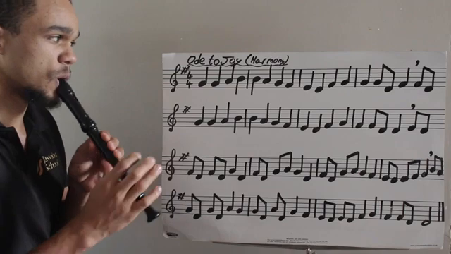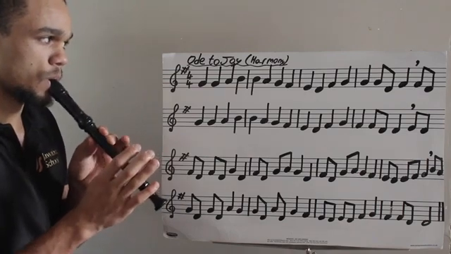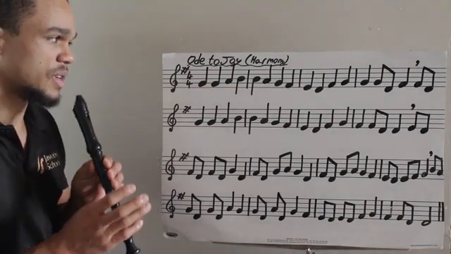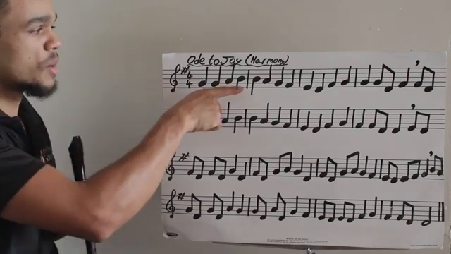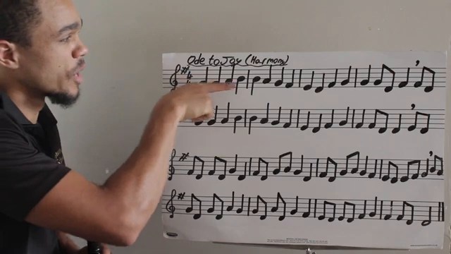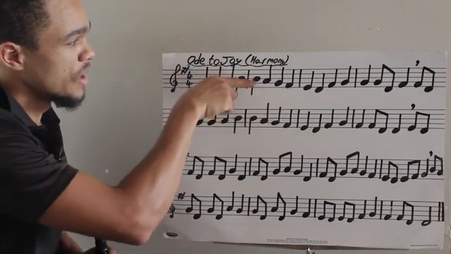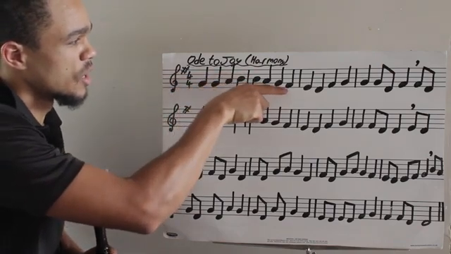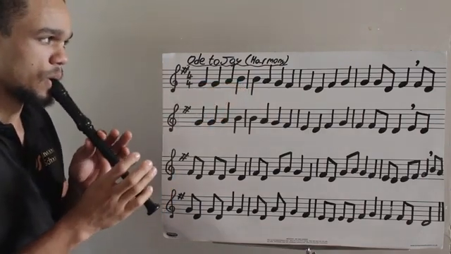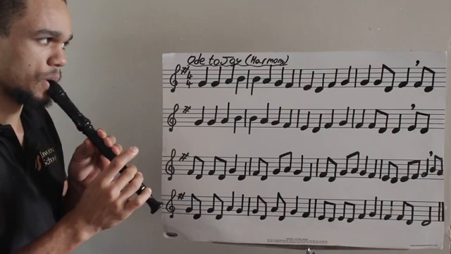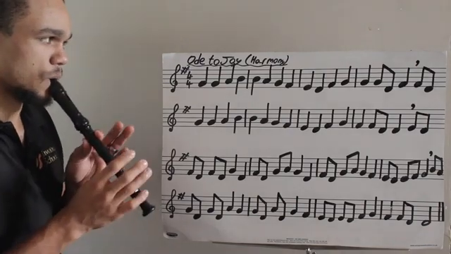Let's try and play it. 3, go. Again. Now bar number 2, we're doing the opposite. Instead of going up, we're going down. So we're going B, A, G, F sharp. All right, so let's try that. 3, go. Again.